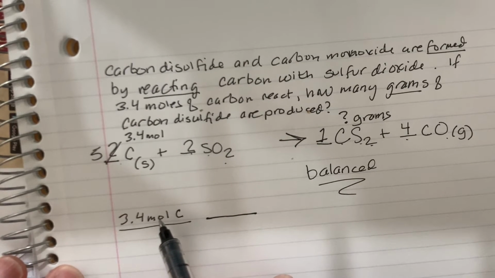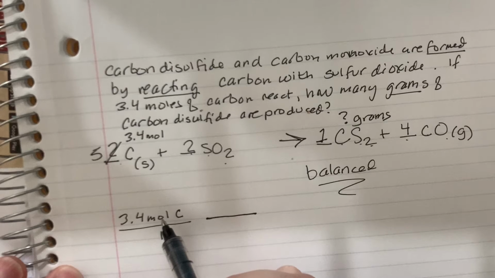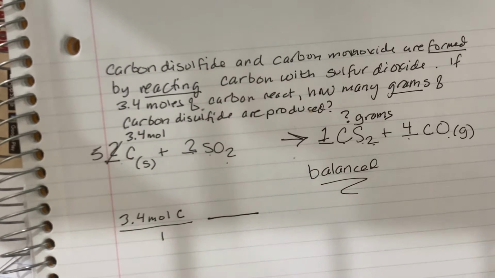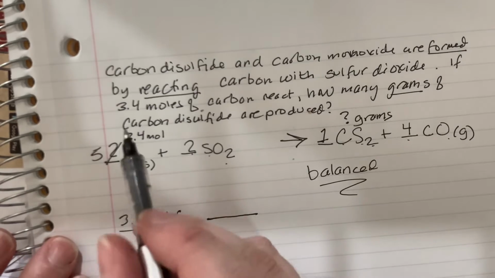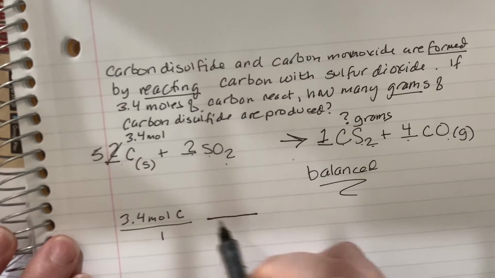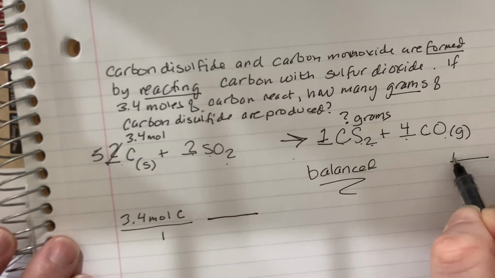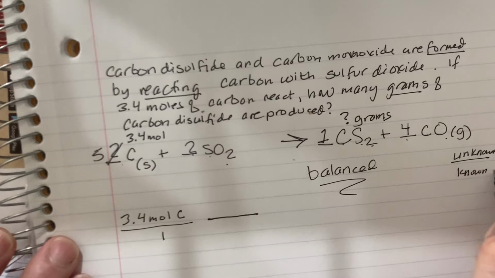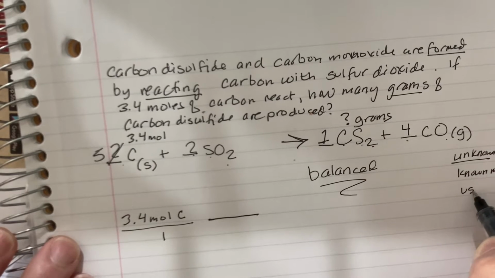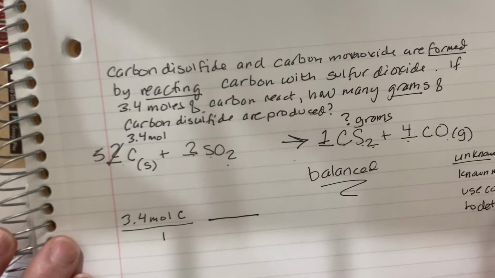Moles, what do I always have to do? I have to use the mole ratio. You can't swim across to the other chemical. You have to use the mole ratio. Okay? So moles of carbon is on the top. And remember the rule for mole ratio is the unknown moles go on the top and the known moles go on the bottom, and you use the coefficients to determine those moles.